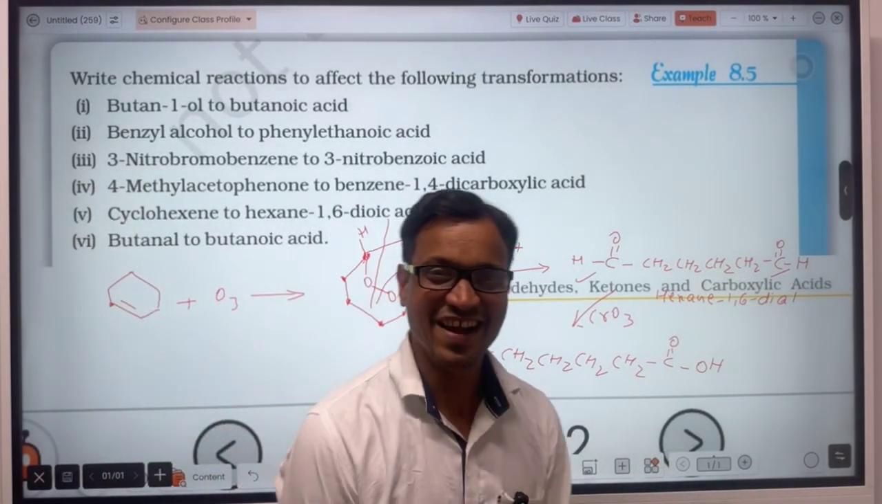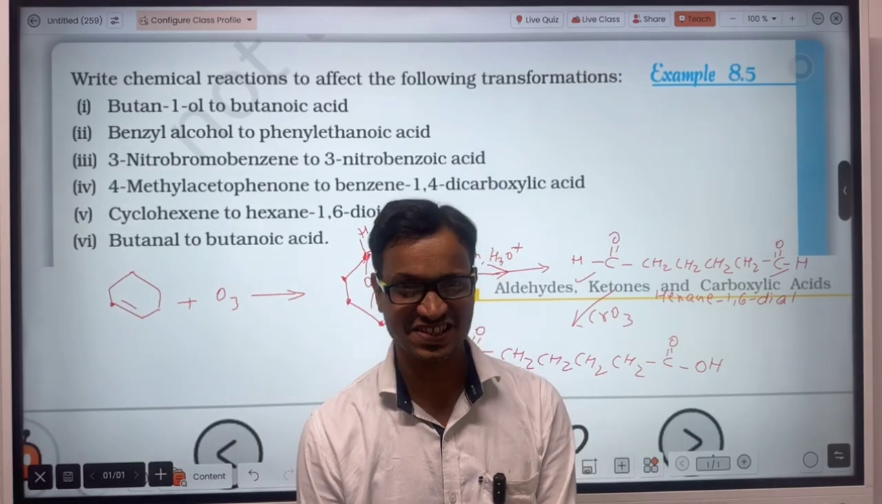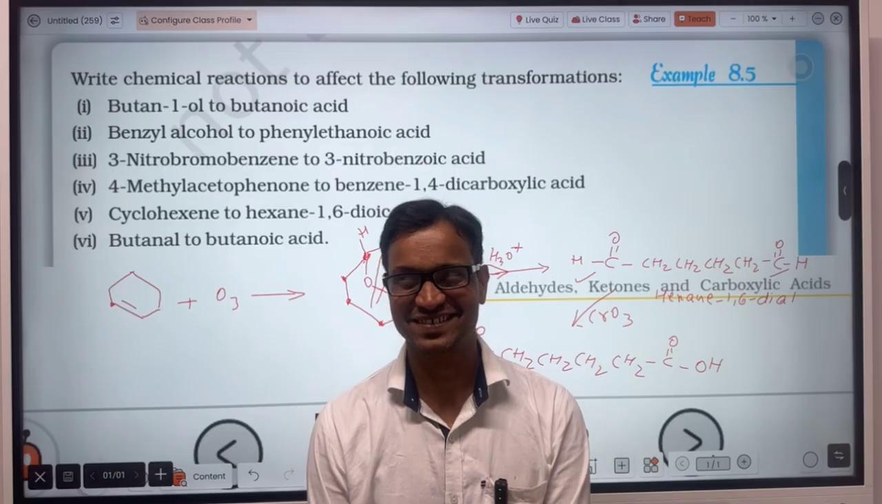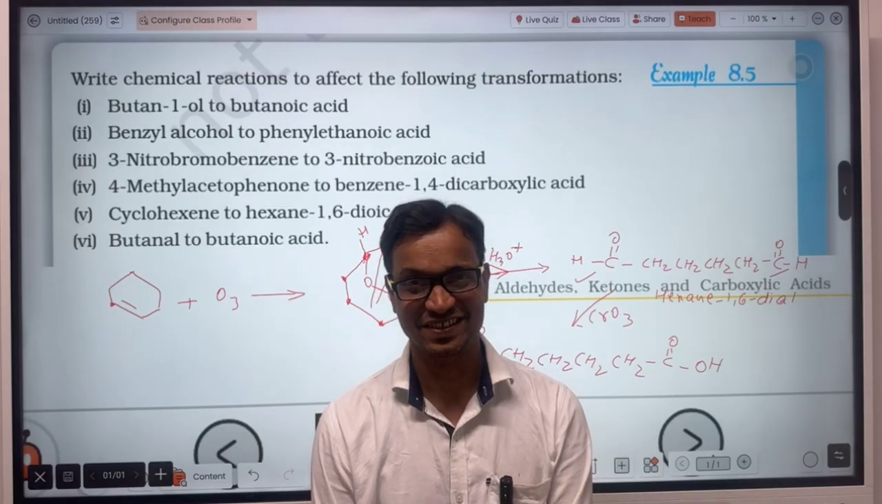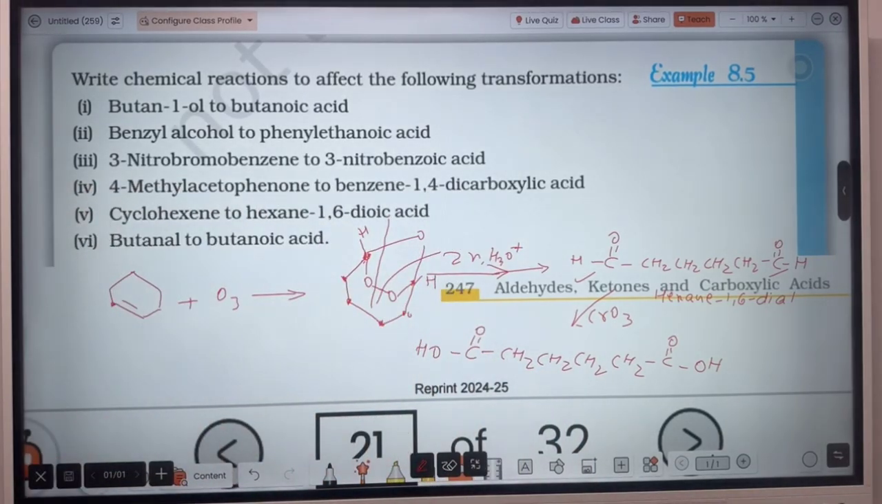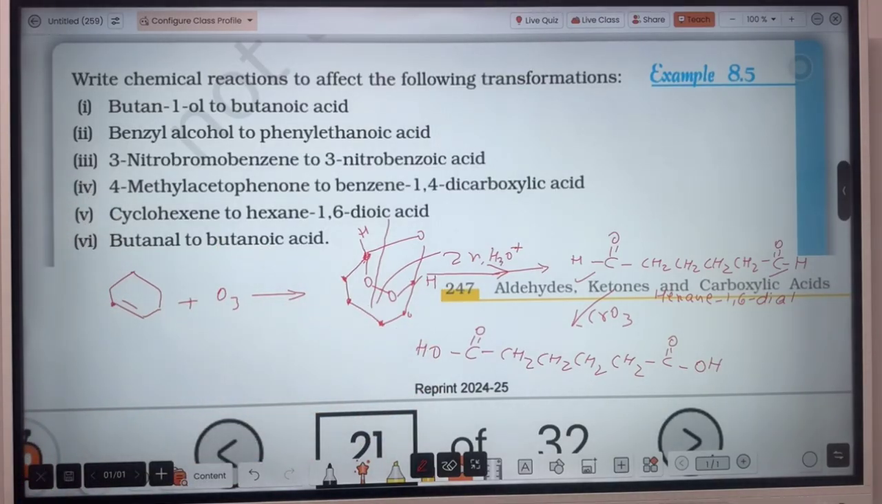Okay guys, everyone had the capability to solve this question, but a number of students were not solving it only due to their lack of confidence. Okay, now let's see the next question. Butanol to butanoic acid, very easy. What to do?